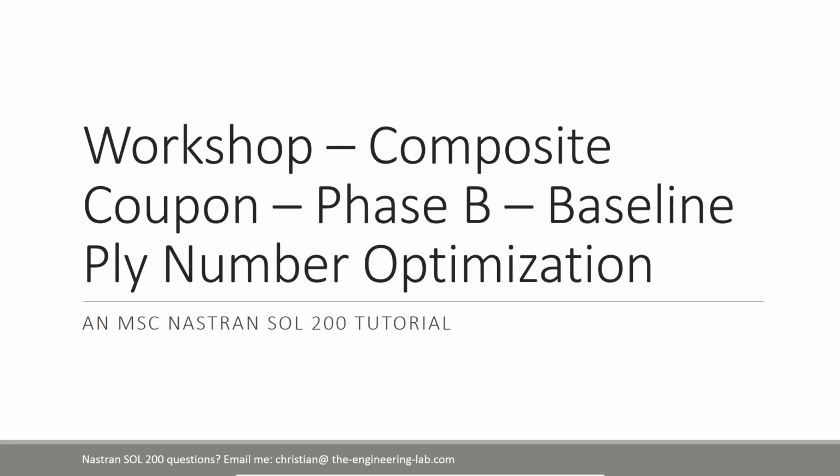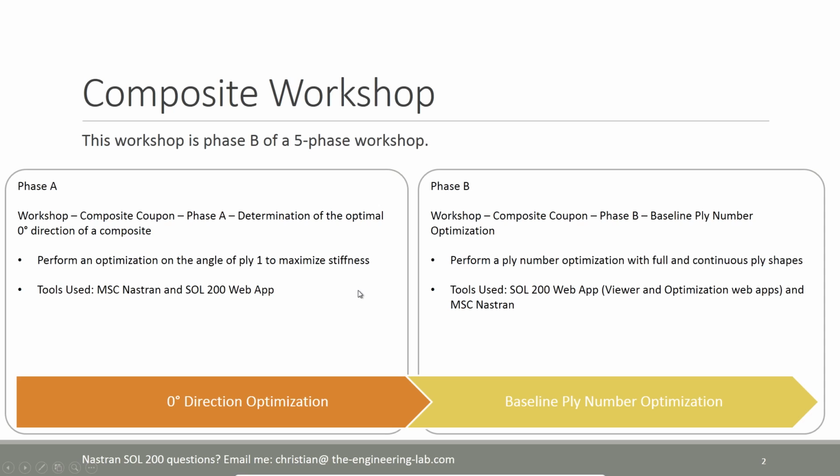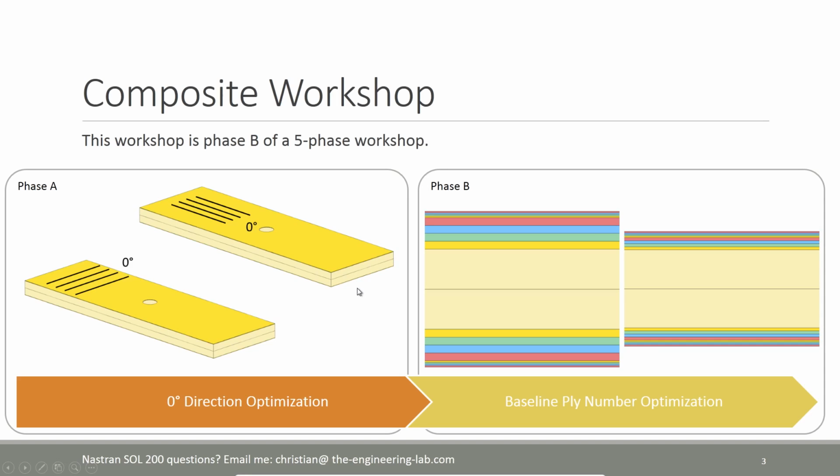Now, this is part 2, or phase B, out of a 5-part workshop series. Here, we're interested in optimizing a composite material. In this example, we're going to do a very simple ply number optimization. Basically, we want to determine how many plies we need to carry the load given a few load cases.